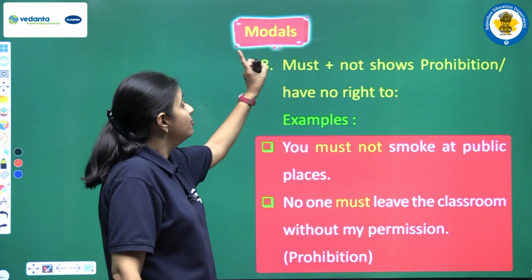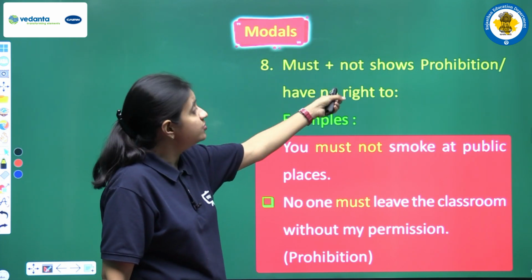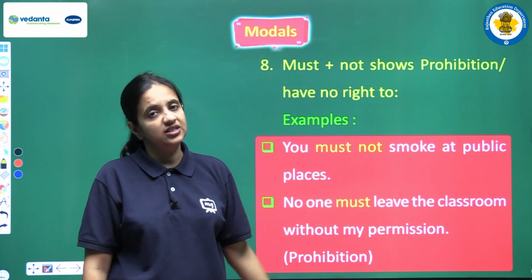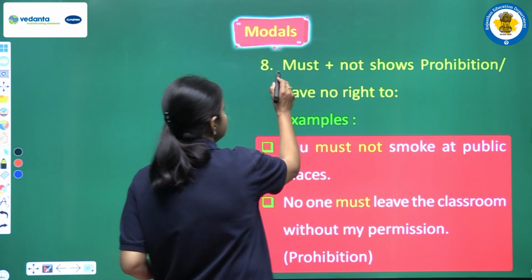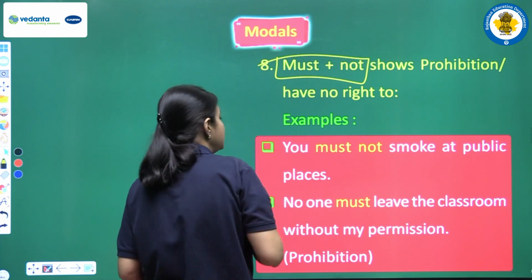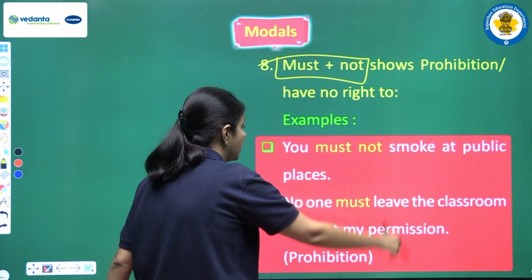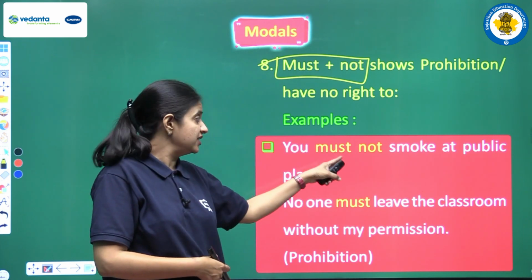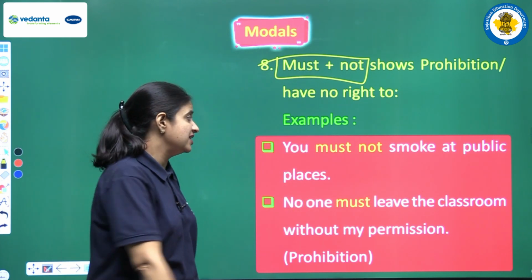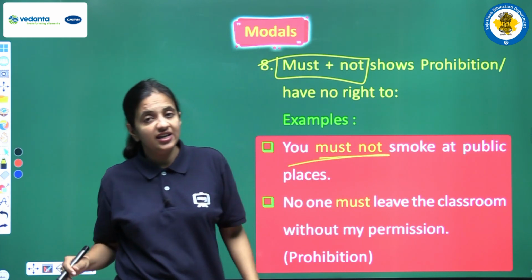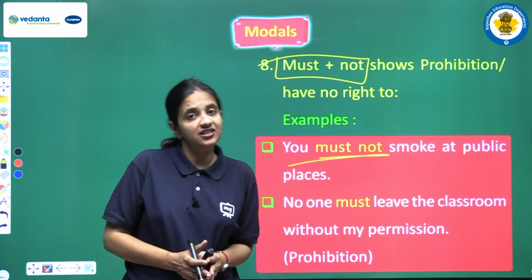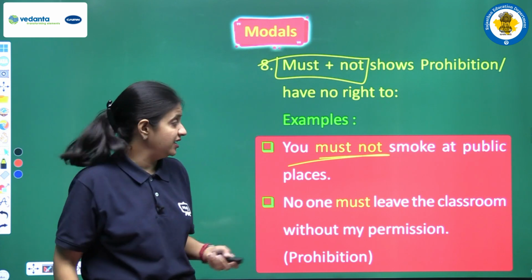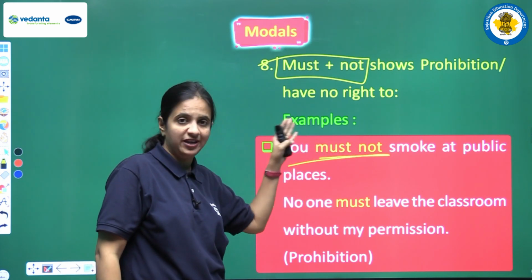So let's read. Must plus not shows prohibition, or we can say have no right to. Okay, so this is the structure when we have must plus not. So let's see. You must not smoke at public places. It means you are prohibited from doing this. You cannot smoke at public places. And if we use must, it again shows a strong feeling, a strong prohibition, that you are not at all allowed to smoke at public places.